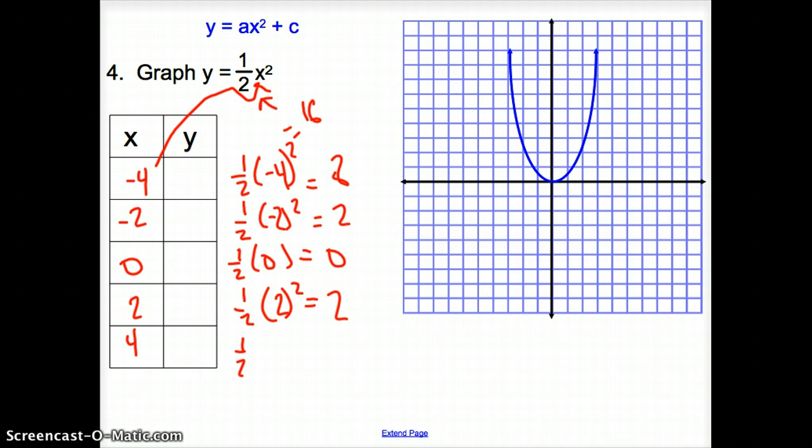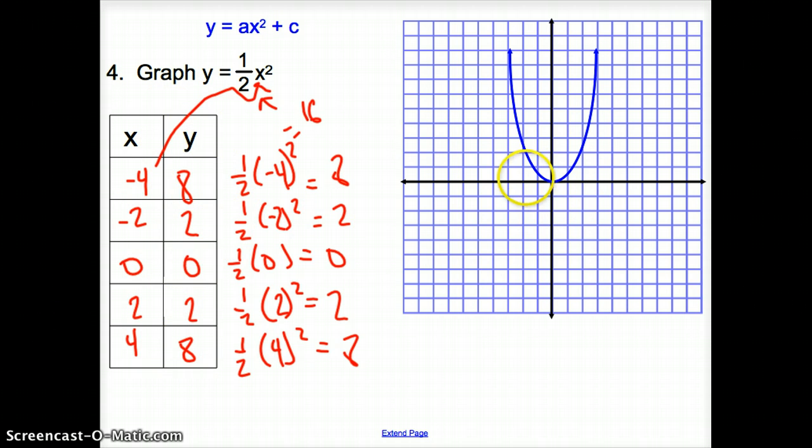And then finally 1/2 times 4 squared, which is 16. 4 squared is 16. 1/2 of 16 is 8. So I'm going to try to draw my numbers a little bit nicer in my table. Now, we are going to plot these coordinates.